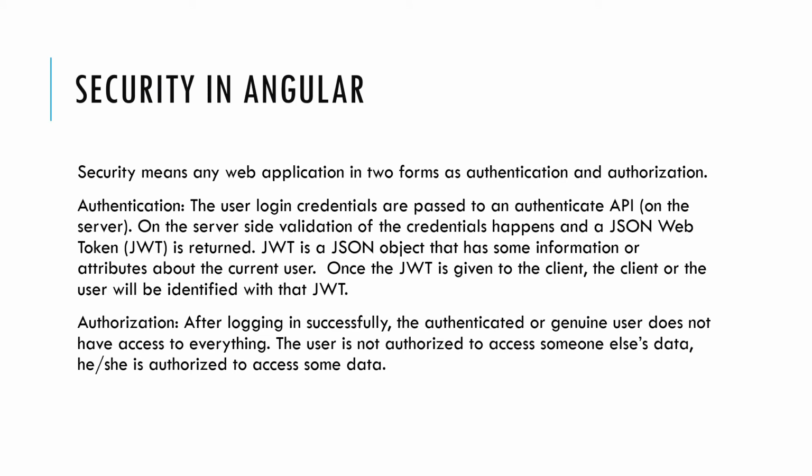So how can we provide security in Angular? Security in any web application comes in two forms: authentication or authorization. In authentication, the user's login credentials are passed to the authentication API. On the server side, the credentials are validated and a JSON web token is returned. A JSON web token is a JavaScript object that has some information and attributes about the current user. Once the JWT is given to the client, the user will be identified with the JWT.